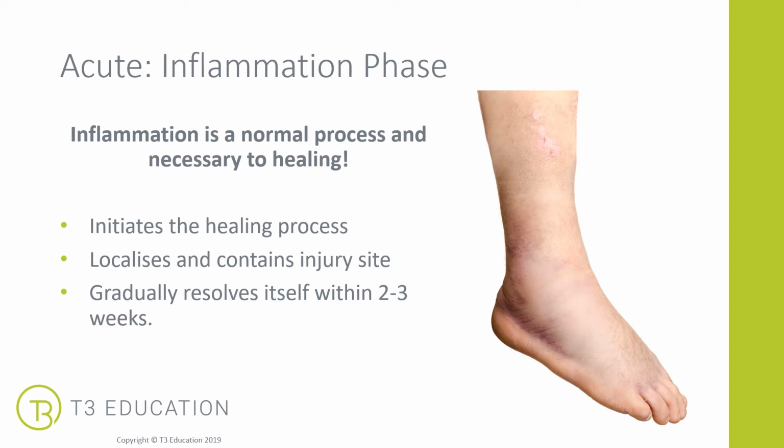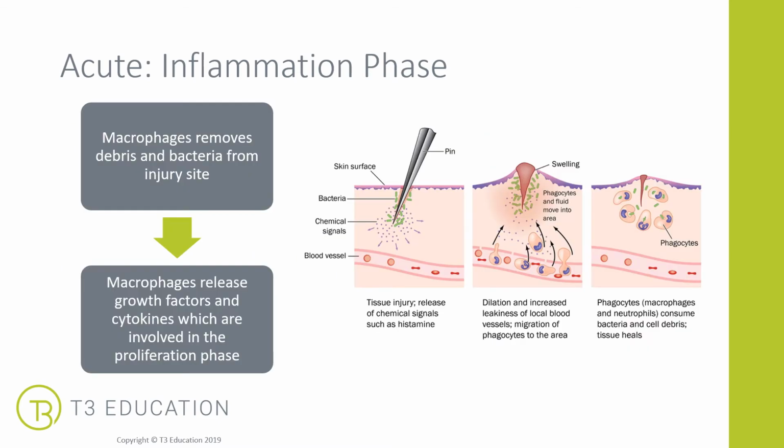The next phase is the inflammation phase. Now, just a note that inflammation is completely normal and it's a necessary process to help with tissue healing. So it's important that we have that within our healing processes. So inflammation is not bad. And what that inflammation does is it initiates that healing process. It keeps that injury localized and contained, and it will gradually resolve itself within 2 to 3 weeks. But it is a normal process that has to happen.